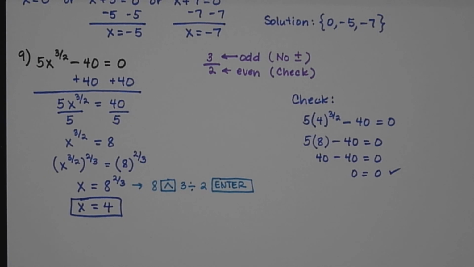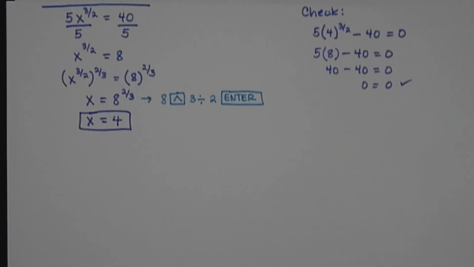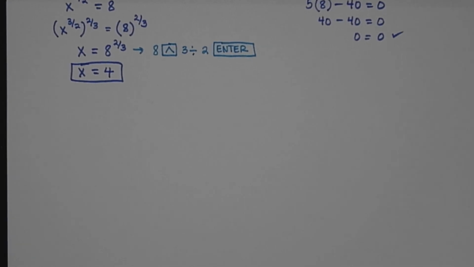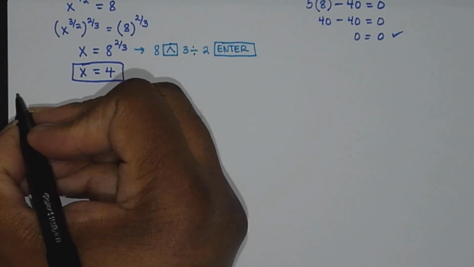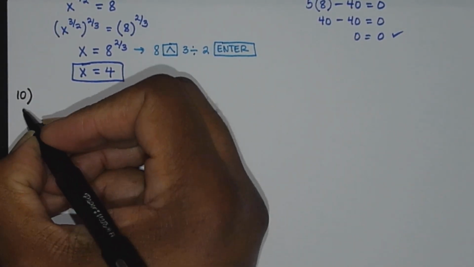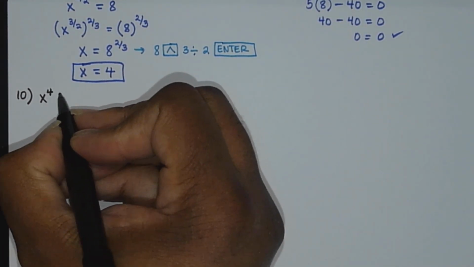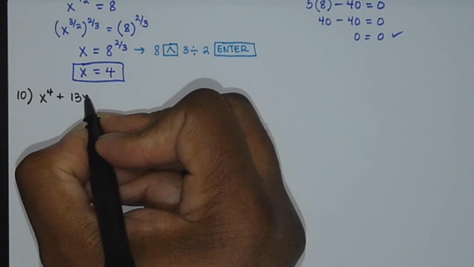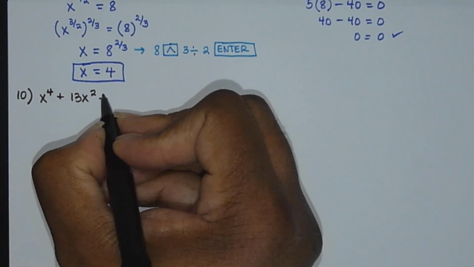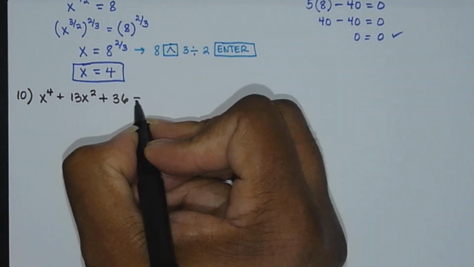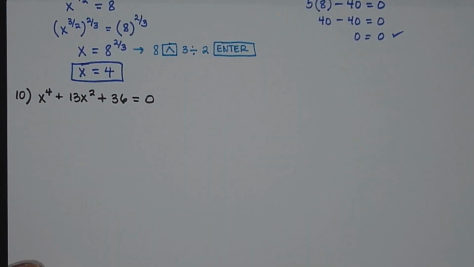All right, any questions on problem number 9? All right, number 10. This is where we use an appropriate substitution. Here we got x to the 4th plus 13x squared plus 36 equals 0.